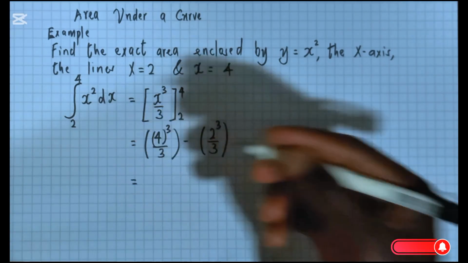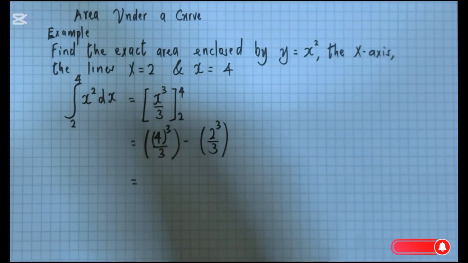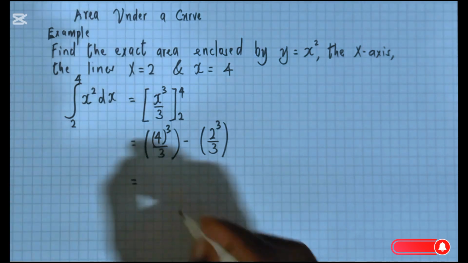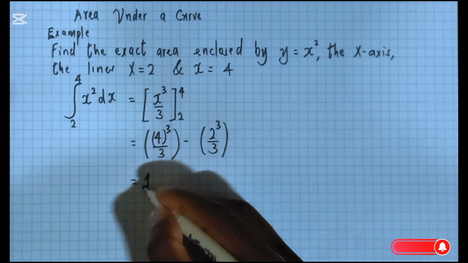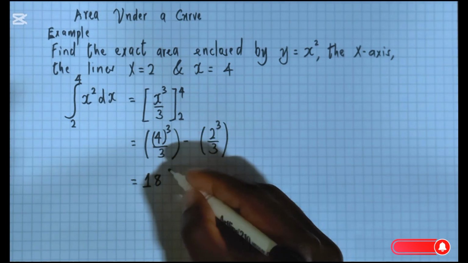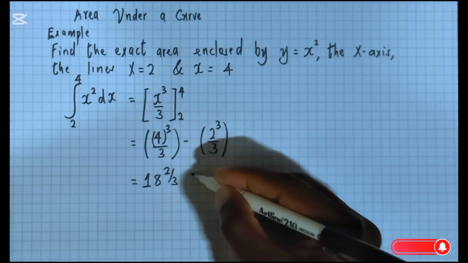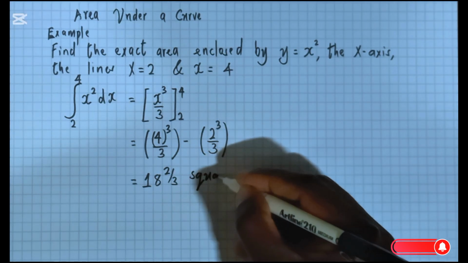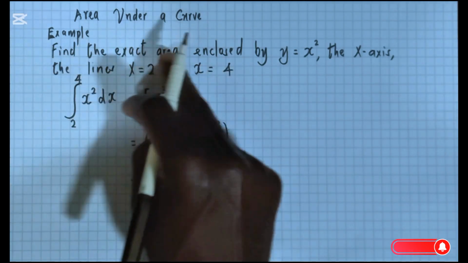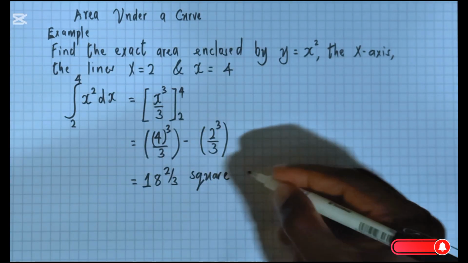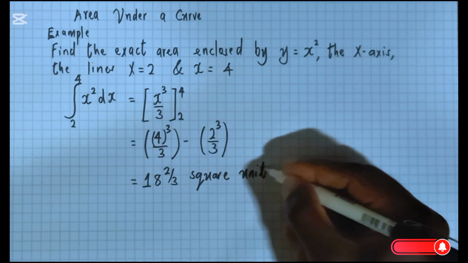When you do this in your calculator, you are going to find 18 and 2 over 3 square units. As this is area, and we were supposed to find the exact area, this is in square units.